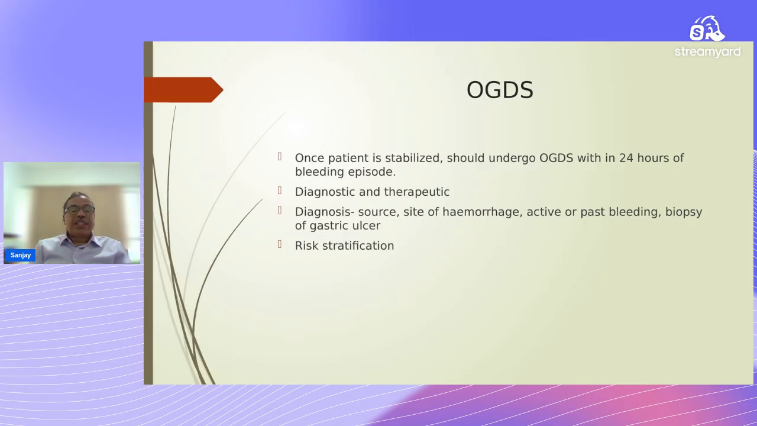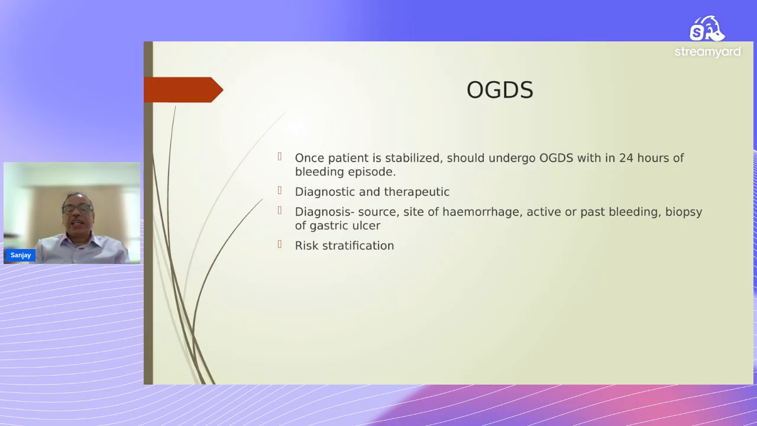Once your patient is stabilized by the measures which we have seen, then the next step would be OGDS or esophagogastroduodenoscopy. The patient should undergo this OGDS within 24 hours of a bleeding episode. And if we feel that there is a substantial hemorrhage ongoing, then preferably it should be done within 12 hours of stabilization and bleeding.